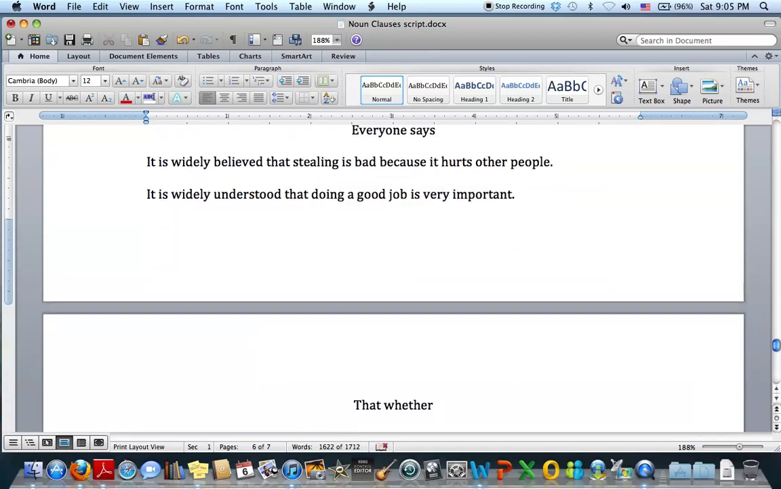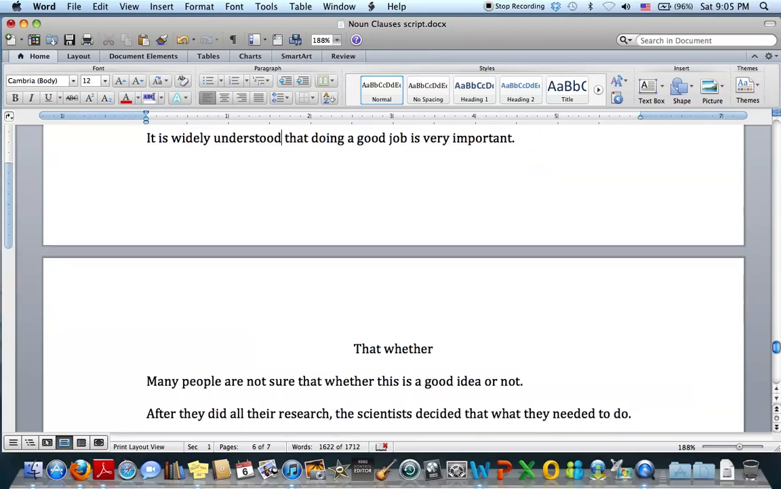Aha, that whether. What's wrong with that? Well, let's find out. Many people are not sure that whether this is a good idea or not. What's the problem right here? Pretty simple. We have two things together, "that" and "whether." We can't put a WH word together with "that." It doesn't work. We have to choose one or the other.